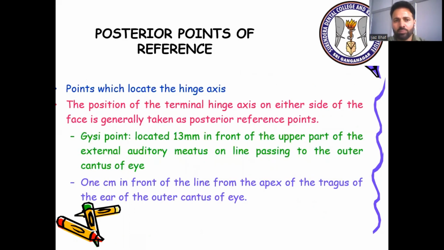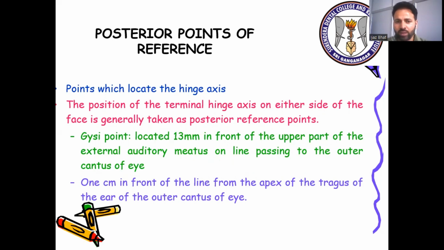Now, what is the posterior point of reference? The posterior reference point locates the transverse hinge axis, or the hinge axis. These are the two condyles. The position of the terminal hinge axis on either side of the face bow is generally taken as the posterior reference points.